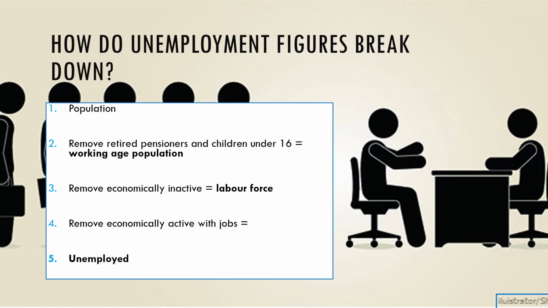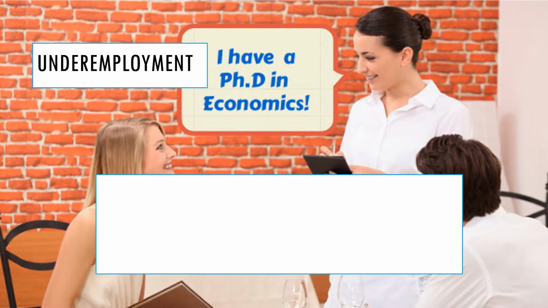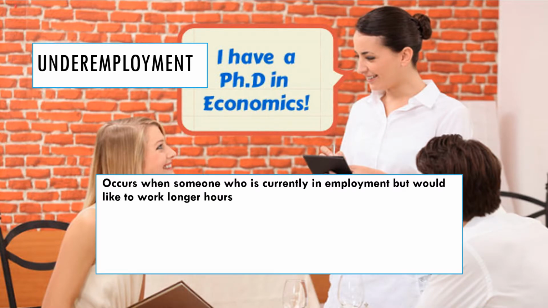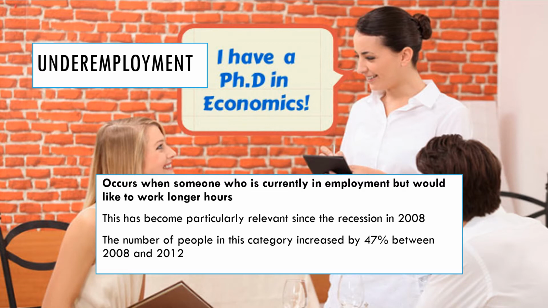So you can see there's a trickle-down effect here, which we narrow it down to get from the population to the working age population to the labour force and then to the number of people unemployed. A final key term here is underemployment. And that occurs when someone who is currently in employment but would like to work longer hours. It's become particularly relevant since the recession in 2008, and the number of people in this category increased by 47% between 2008 and 2012.